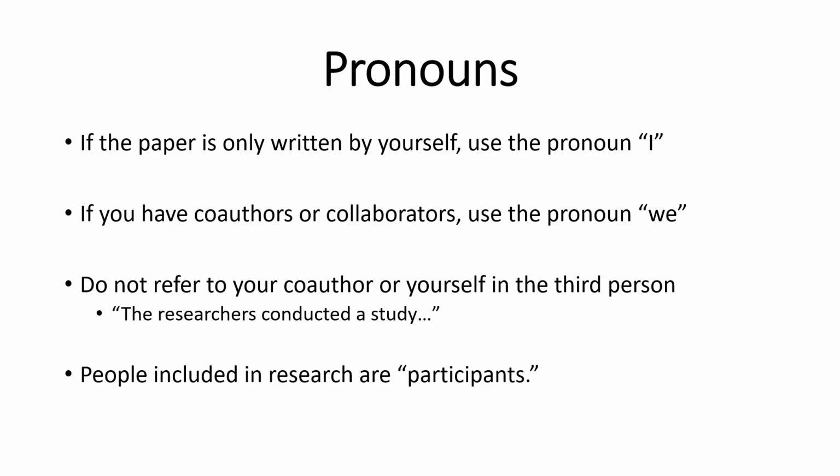A pronoun is a noun phrase that stands by itself. If the paper is only written by yourself, use the pronoun I. If you have co-authors or collaborators, you can use the pronoun we. This isn't the most formal version of scientific writing, but it is acceptable. Just make sure to never refer to your co-author or yourself in the third person. You wouldn't say, the researchers conducted a study when referring to yourselves. And use the word participants when referring to the people in your study.